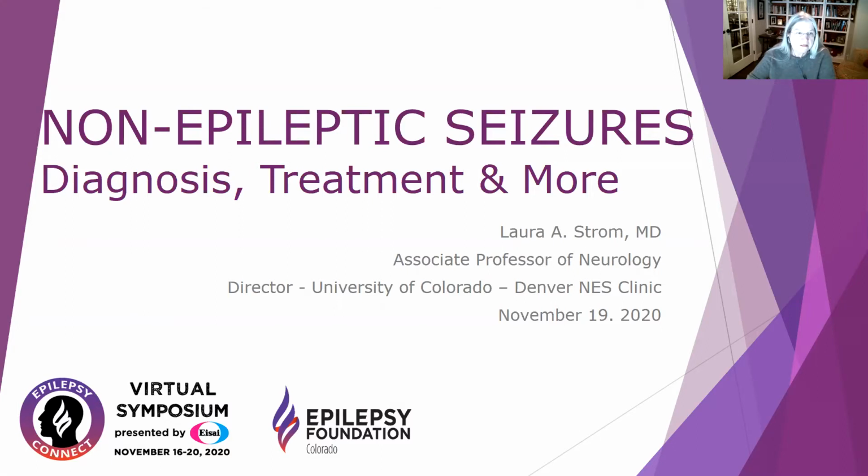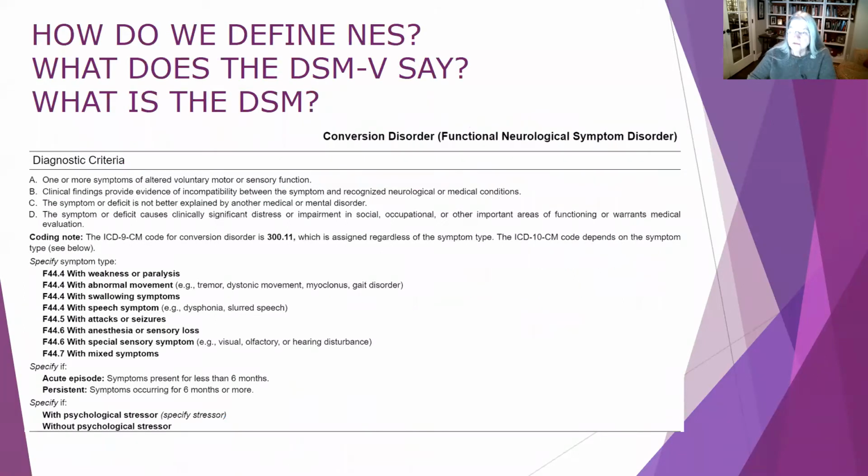So how do we define non-epileptic seizures? And what does the DSM say about non-epileptic seizures? That's the DSM-5. And what in fact is the DSM? People will like to know that. This is kind of a busy slide, but it's straight out of the DSM, and it's the criteria for what we now call functional neurological symptom disorder, what used to be called conversion disorder.